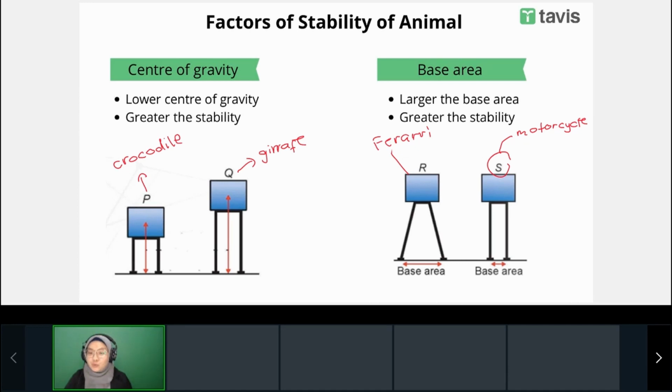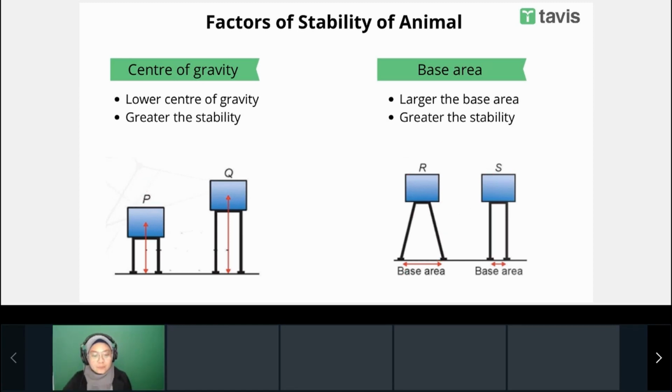A motorcycle only has two tires, while a Ferrari has four tires and it is very short. So the base area for the Ferrari or a car is slightly greater than the motorcycle. So which one is stable, Ferrari or motorcycle? Oh, we keep talking about Ferrari today. Yes, Ferrari, Husna, exactly. Why Ferrari? Because it has a greater base area. The greater the base area, the greater the stability.